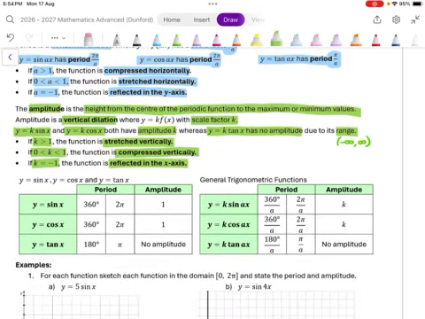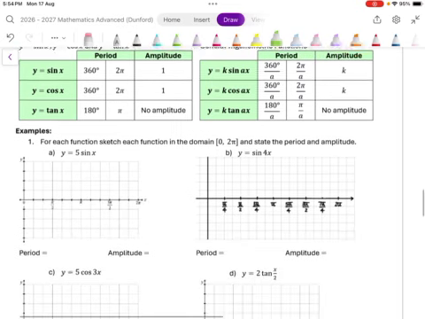Now, when we have y equals sine x, y equals cos x, and y equals tan x, we have our period and amplitude for those three functions. Then when we have y equals k sine of ax, y equals k cos of ax and y equals k tan of ax, we have our amplitude for those three general functions and our period. Okay. All right, what we're going to look at is some examples here.